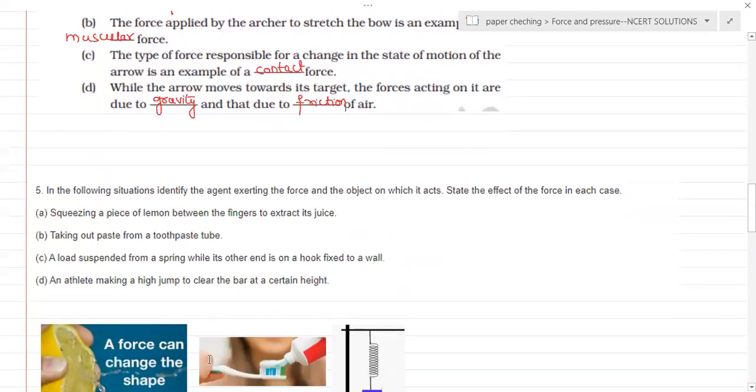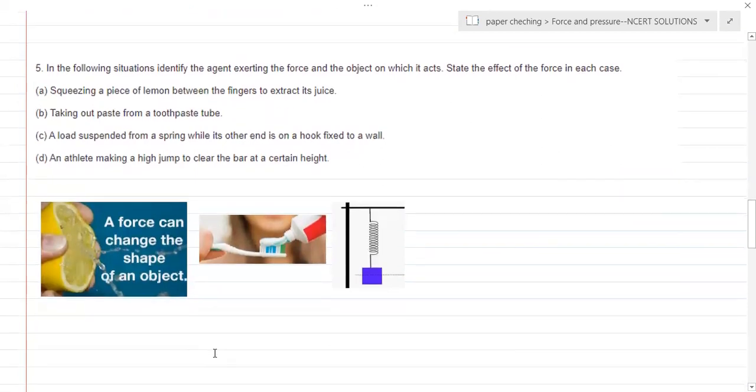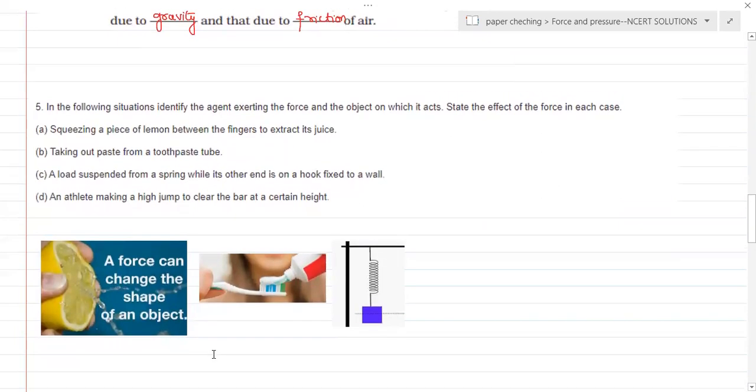Now, let's come to the fifth question. In the following situation, identify the agent exerting the force and the object on which it acts. Right? State the effect of the force in each case. First example is squeezing a piece of lemon between the fingers to extract its juice. So the fingers are the agents, the muscles, lemon is the object, and the effect is the lemon juice being expelled by squeezing. So let's write all of this.